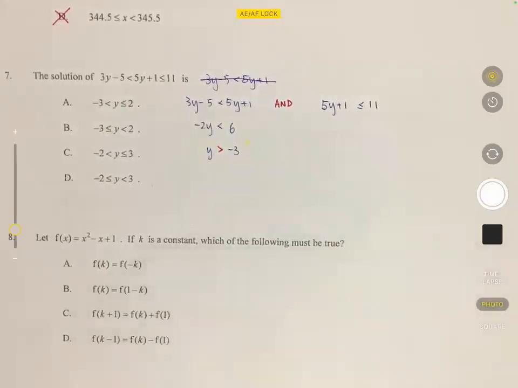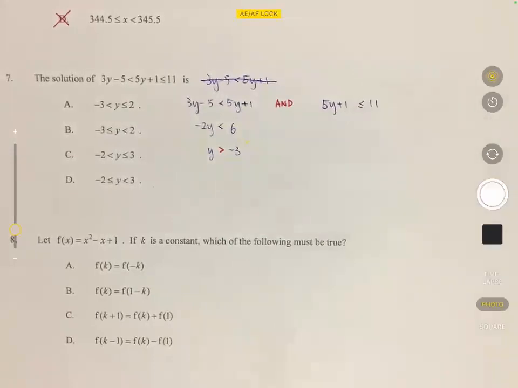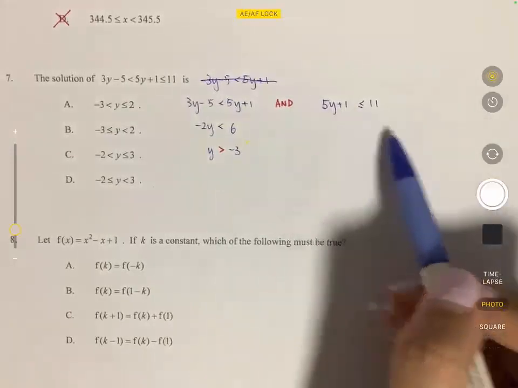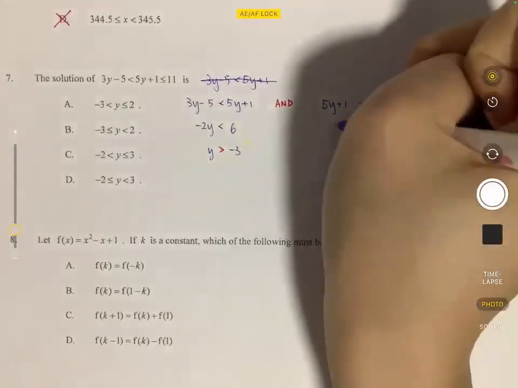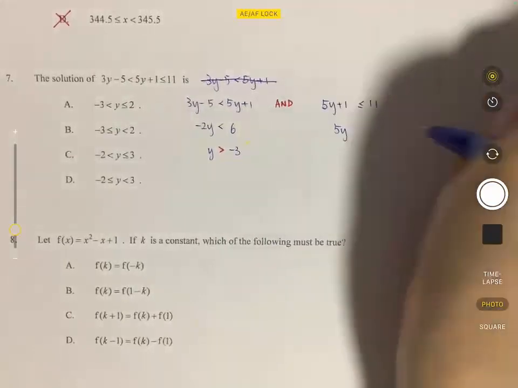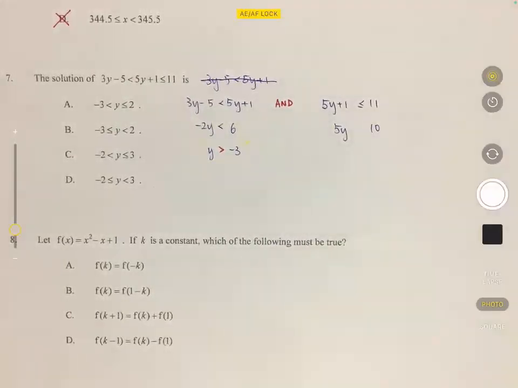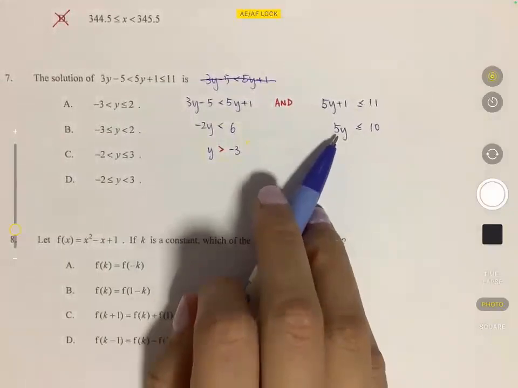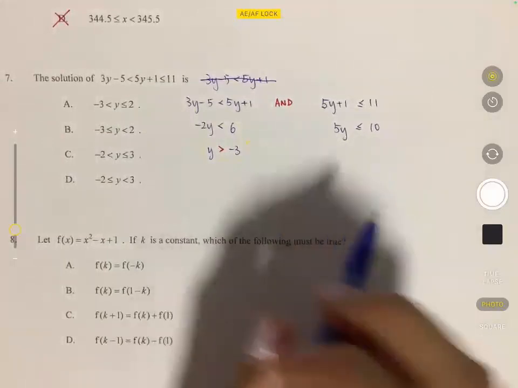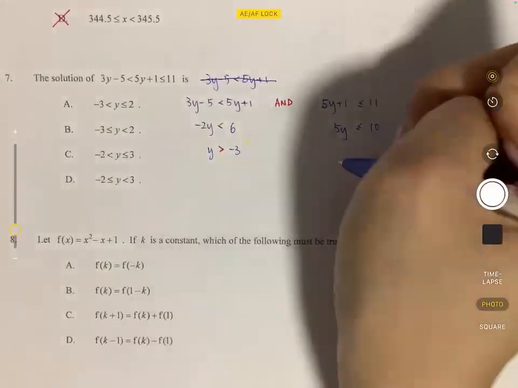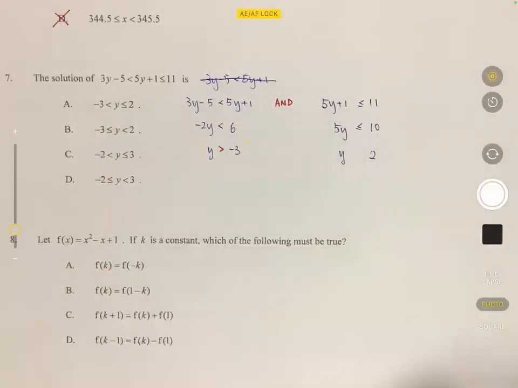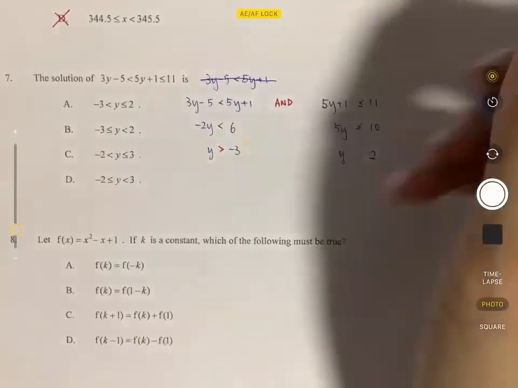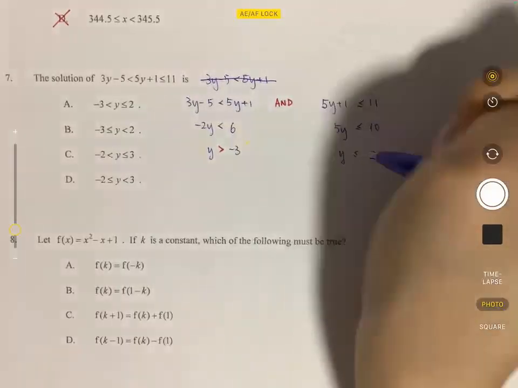So how about the right hand side here? Again, move the terms. Plus 1 becomes minus 1. So 5y here, 11 minus 1, we get 10. Minus 1, should I change the sign? No, plus or minus, don't change. So keep the sign here. And then after that, times 5 becomes divided by 5. So y, 10 divided by 5, we get 2. Divided by 5, should we change? No, because 5 is positive. So no change.